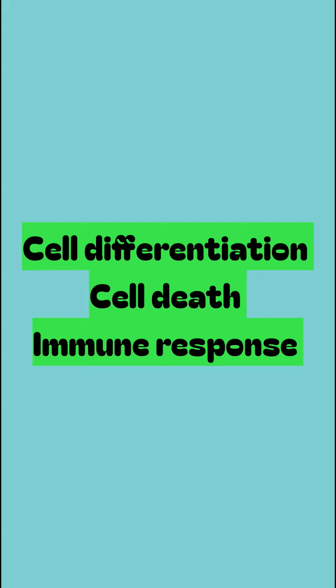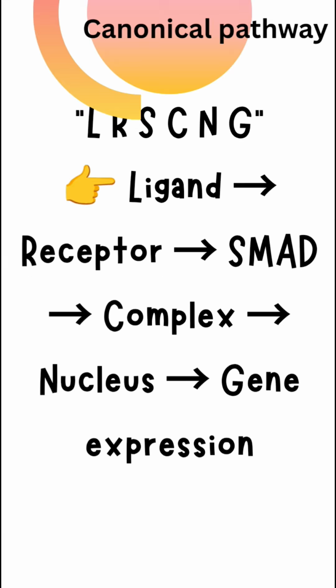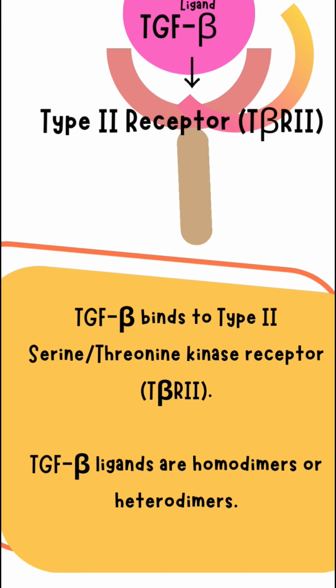TGF beta signaling pathway. The TGF beta (transforming growth factor beta) signaling pathway is a key regulatory pathway involved in controlling cell growth, differentiation, cell death, and immune response. It is important for development, wound healing, fibrosis, and cancer progression. So, two main TGF beta signaling pathways are there, canonical and non-canonical.